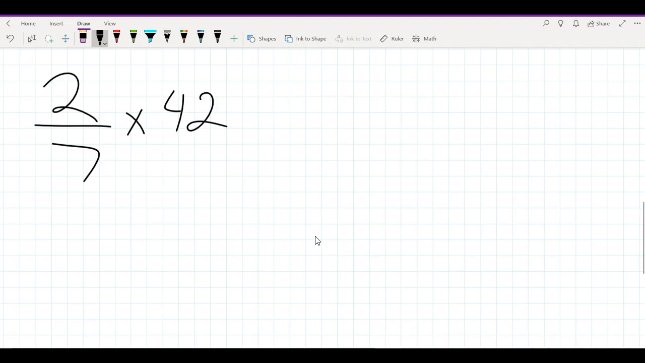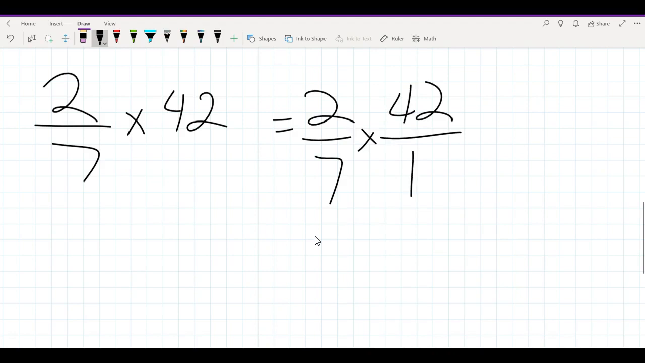So we rewrite 42 as the fraction 42 over 1. So if we just keep multiplying, we get 84 over 7. And then you have to decide if you can reduce that. Well, if we look at 84 over 7, you don't readily see how to reduce, but you can divide 7 out of both top and bottom here.